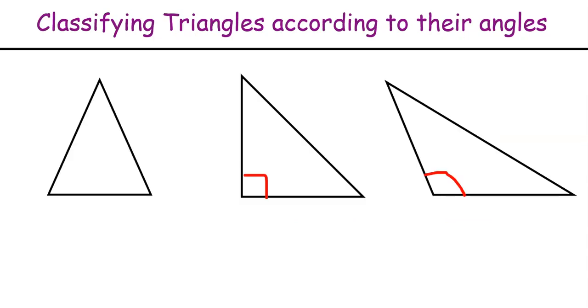Now, it's entirely possible, depending on the set of angles, that a triangle has only acute angles, that a triangle contains a right angle, or that a triangle contains an obtuse angle. And in this case, we classify triangles according to those types of angles. A triangle that has only acute angles is called an acute triangle. A triangle that has a right angle is called a right triangle. And a triangle that has an obtuse angle is called an obtuse triangle.